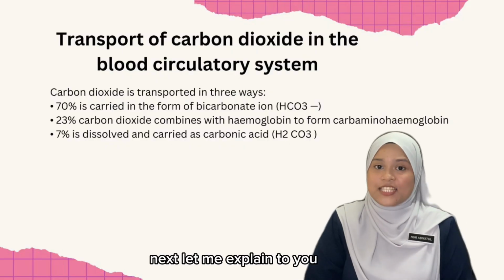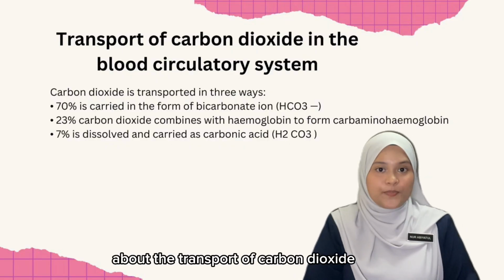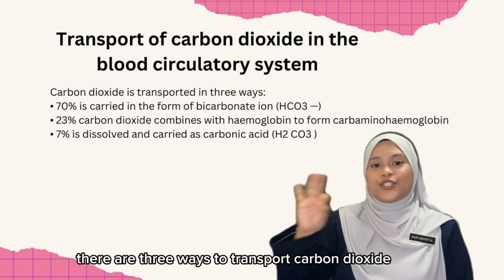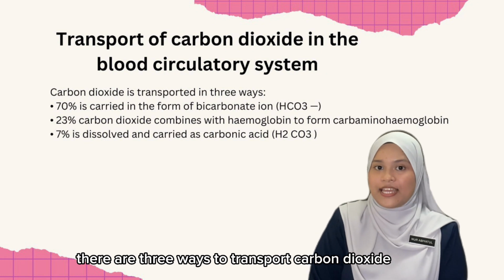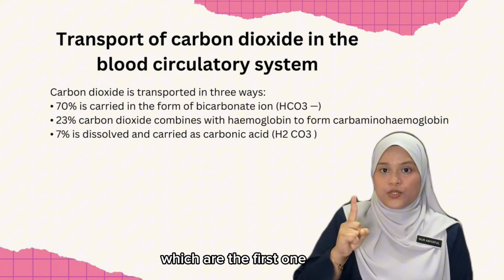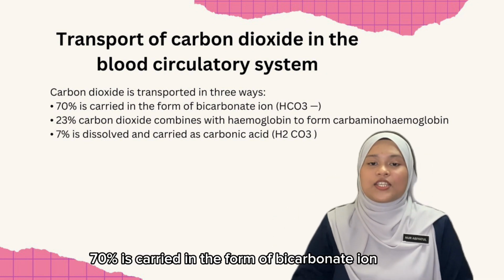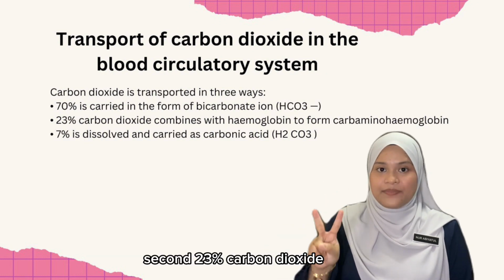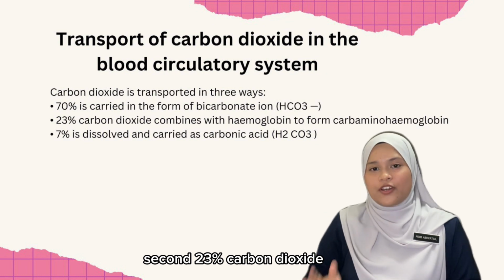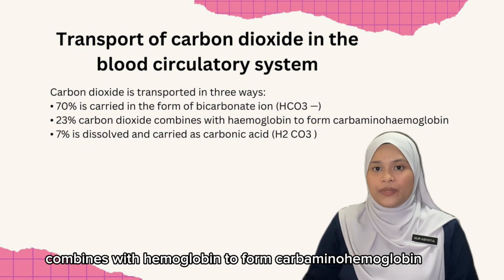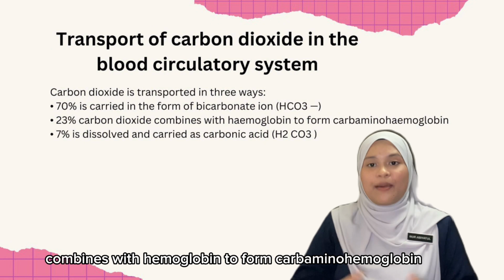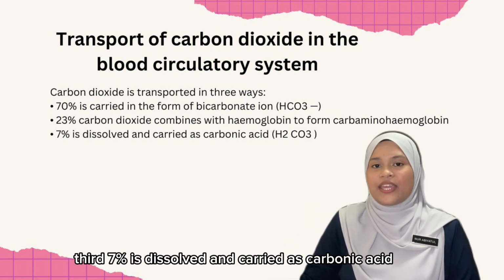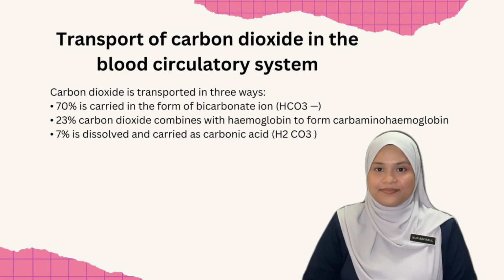Next, let me explain to you about the transport of carbon dioxide in the blood circulatory system. There are three ways to transport carbon dioxide. The first one, 70% is carried in the form of bicarbonate ion. Second, 23% is combined with hemoglobin to form carbaminohemoglobin. Third, 7% is dissolved and carried as carbonic acid.